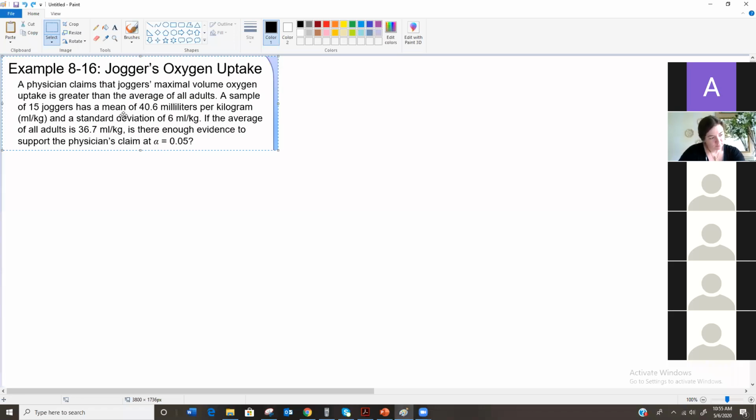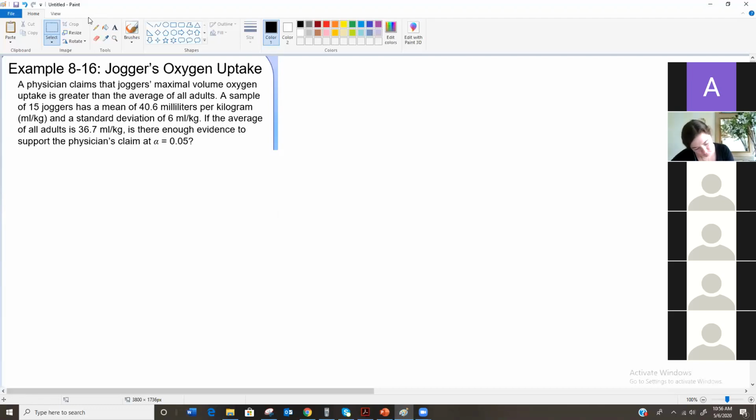Okay. So joggers' oxygen uptake. Oxygen uptake is how much oxygen you take into your lungs. A physician claims that joggers' maximal volume oxygen uptake is greater than the average of all adults. Seems like a reasonable claim. He's saying that if you jog, you build up your lungs and you have a higher oxygen volume. So he's going to test that. A sample of 15 joggers has a mean of 40.6 and a standard deviation of 6. The average of all adults is 36.7. Is there enough evidence to support the physician's claim, alpha 0.05?